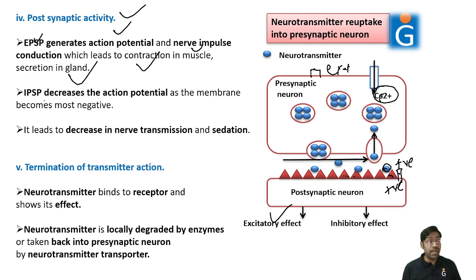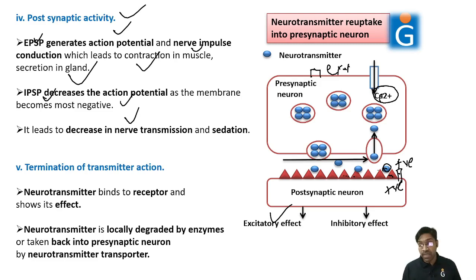When IPSP, that is inhibitory neurotransmitter, is going to get triggered, it is going to get released in the synapse. It is going to act on the postsynaptic receptor. It is going to decrease the generation of the action potential, and hence the membrane will become more negative. There is inhibition or slowing down or lowering down of the transmission of nerve impulses.